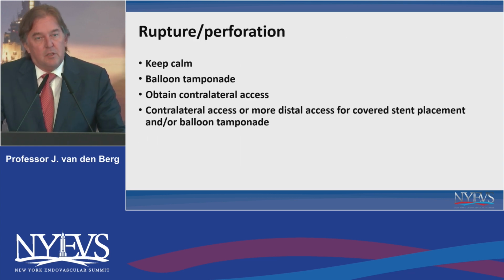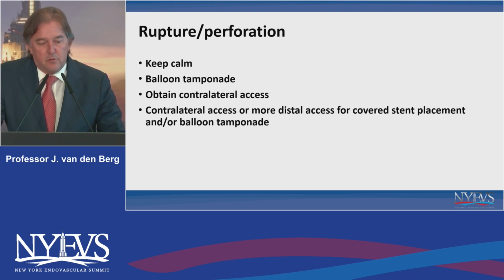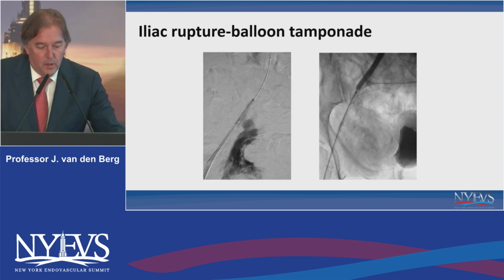I think the most important and threatening thing that can happen during a procedure is a rupture or perforation of the artery. The most important thing to do is to keep calm and then start with a balloon tamponade. Take the time to obtain a contralateral access, and then use this contralateral access or a more distal access that you obtain, for example in the SFA on the ipsilateral side, for covered stent placement and/or balloon tamponade. And then typically you can get away with it.